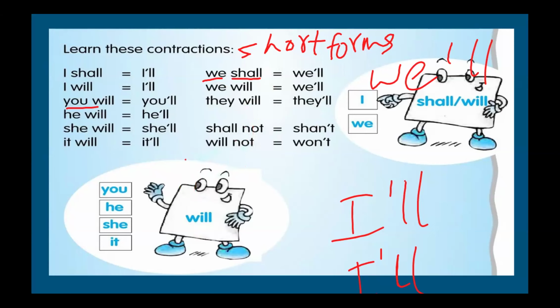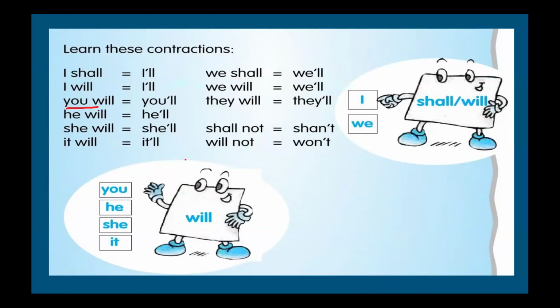Shall not. Now see. Shall not will become shan't. Will not becomes won't. Did you notice? Yes, ma'am. Please repeat with me. Others are simple, but see, this is something different. Shall not becomes shan't. Will not becomes won't. Okay? Won't.